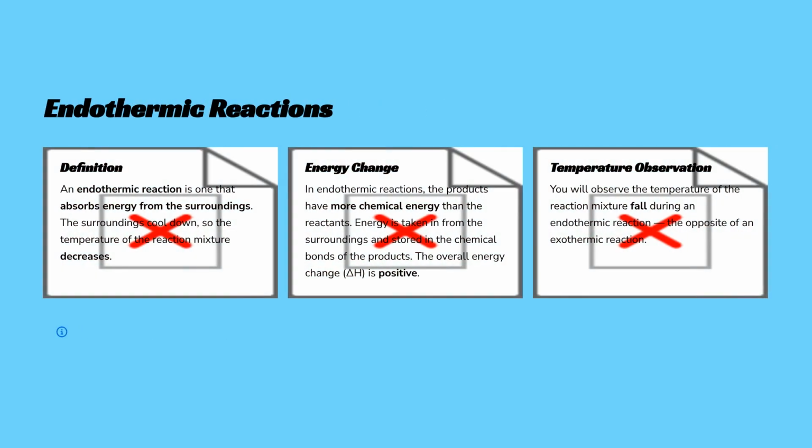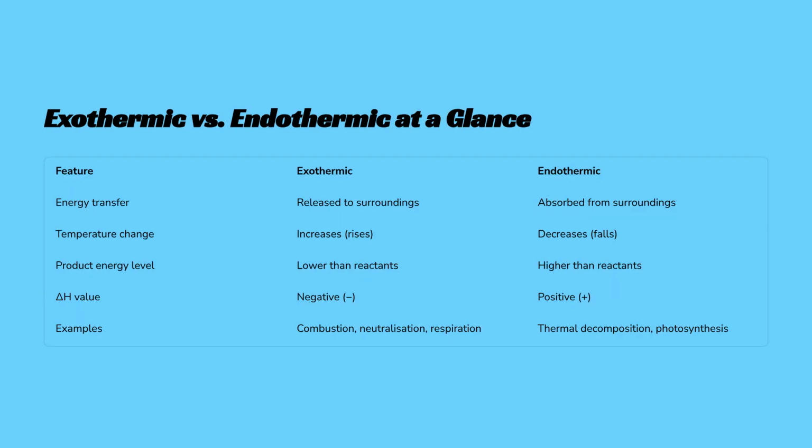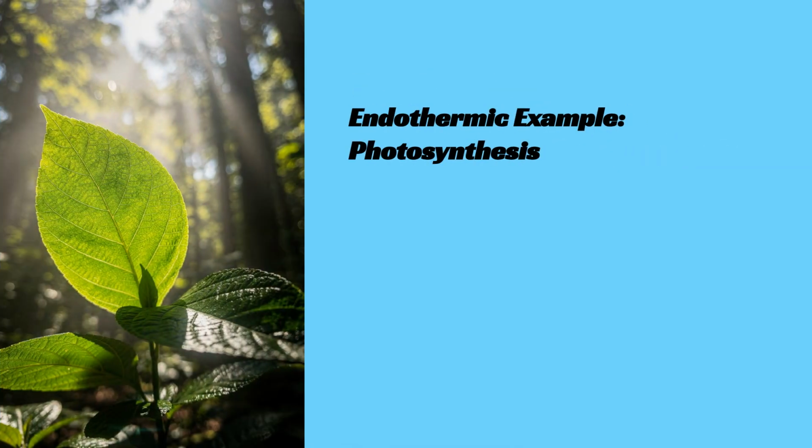Endothermic reactions absorb energy from the surroundings, causing the temperature to decrease. Products have more chemical energy than reactants, so the energy change, delta H, is positive. Remember, endothermic means energy enters. Here's a quick summary comparing exothermic and endothermic reactions based on energy transfer, temperature change, product energy level, delta H value, and common examples. Photosynthesis is a crucial endothermic example.